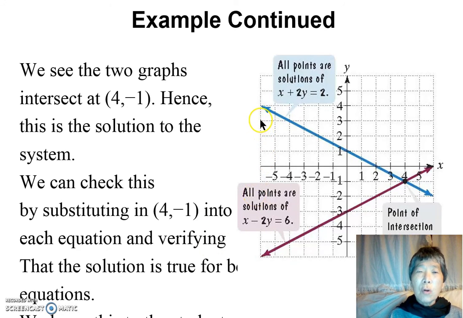We see the two graphs intersect at the point x equals 4, y equals minus 1. This is the solution to the system.